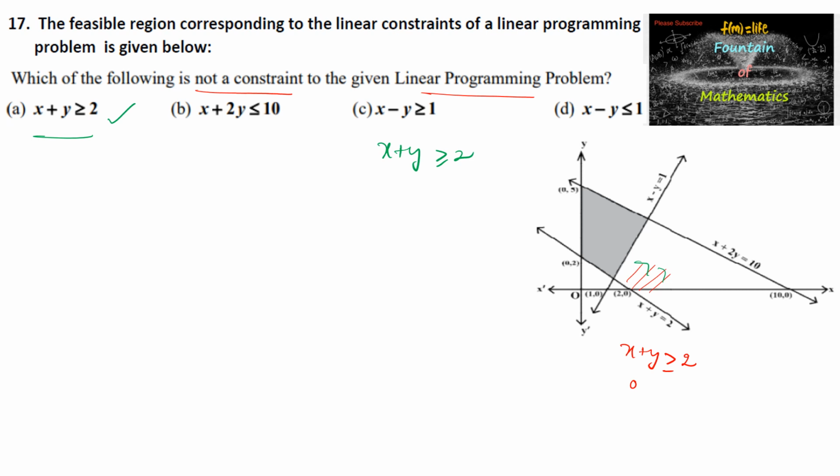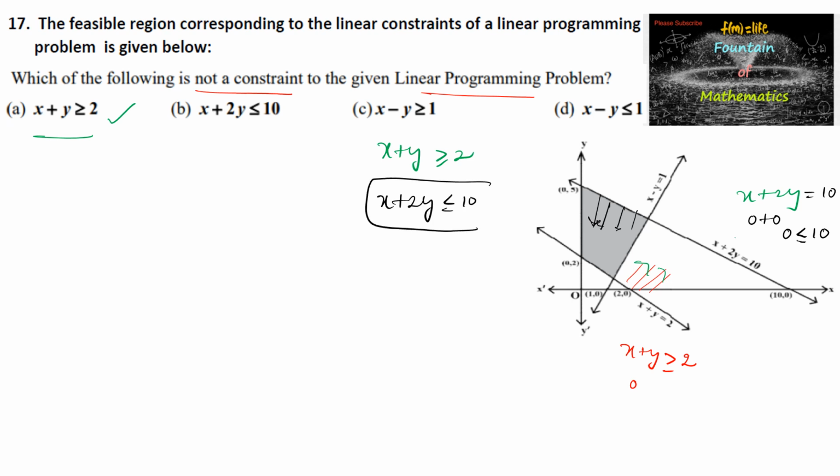And coming to the second one, x + 2y = 10. Let us substitute the origin, 0 + 0, which is 0. 0 should be less than 10 to satisfy that, since the solution is towards the origin. So the origin must satisfy here, 0 ≤ 10. So we can consider that x + 2y ≤ 10 must be the linear constraint, which is the second option. So the second option is also a constraint. And coming to the next line, x - y = 1.